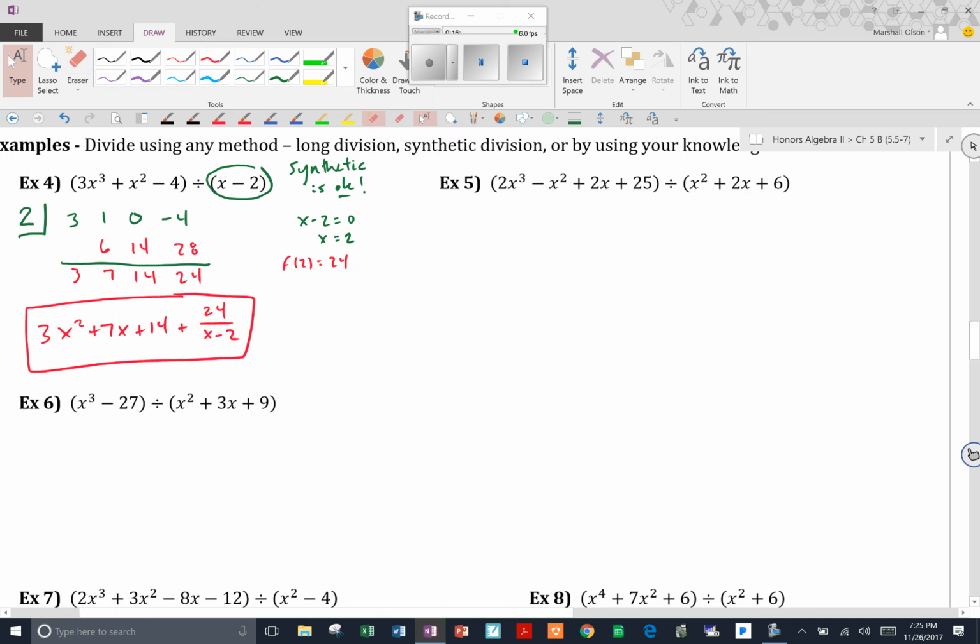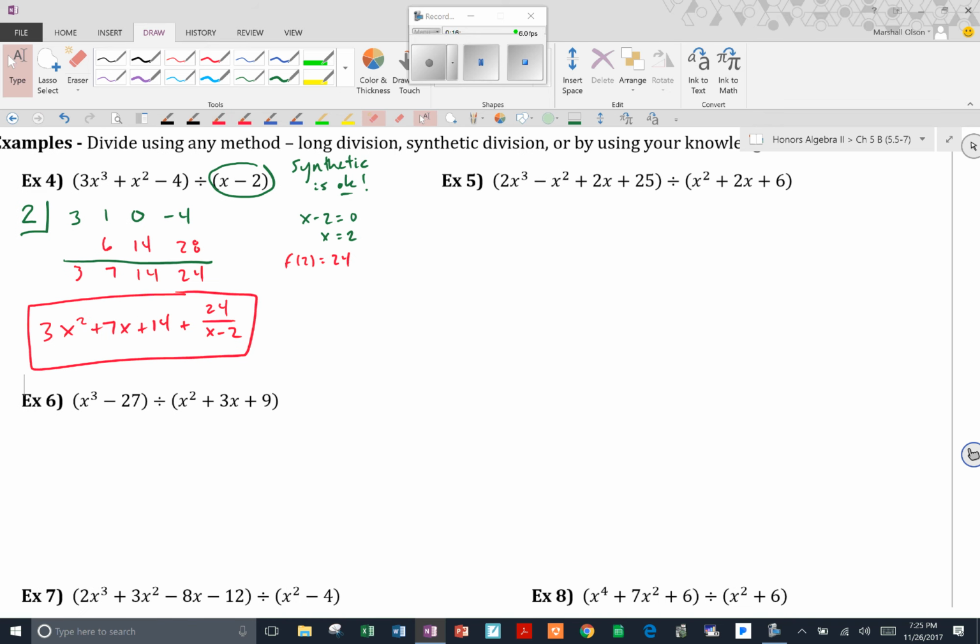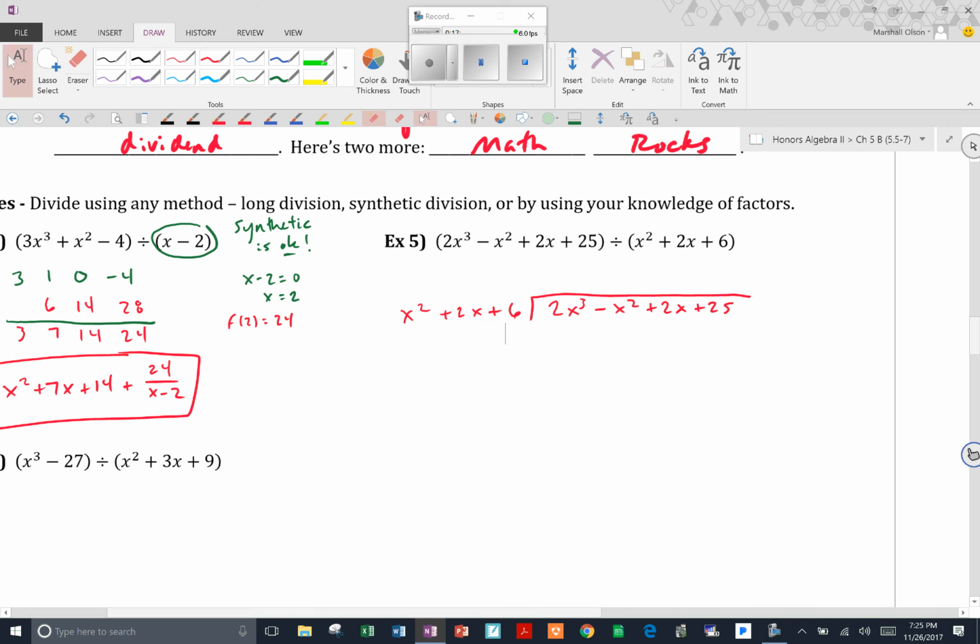Okay, the next problem. We're not so lucky. Can't do synthetic division. We have to do long division. So I'm going to put in my division symbol here, my dividend, 2x cubed minus x squared plus 2x plus 25. And I'm dividing by x squared plus 2x plus 6. Again, we can't do synthetic because that's not a binomial. It's not linear. It fails everything. Well, I suppose it has a leading coefficient of 1, but we can't.